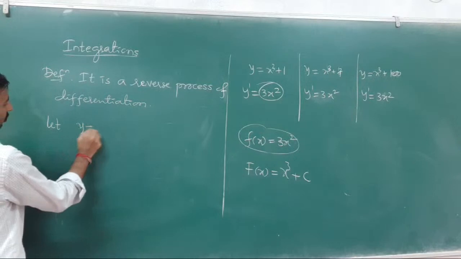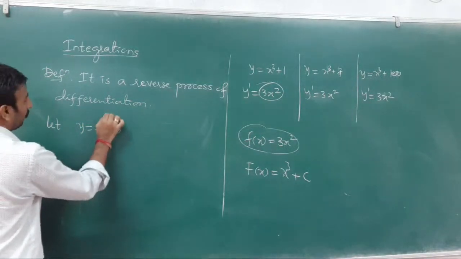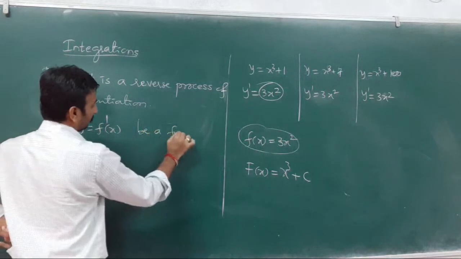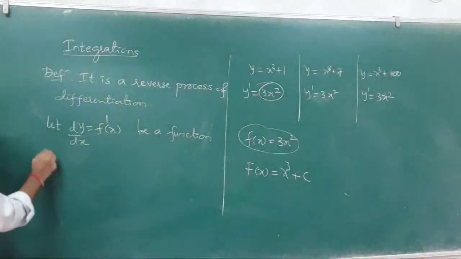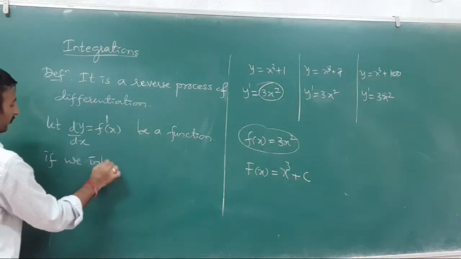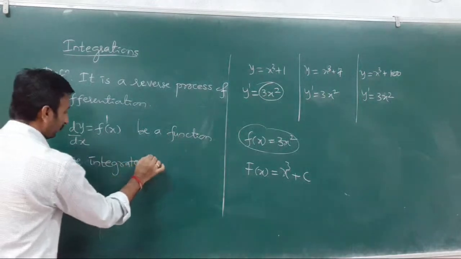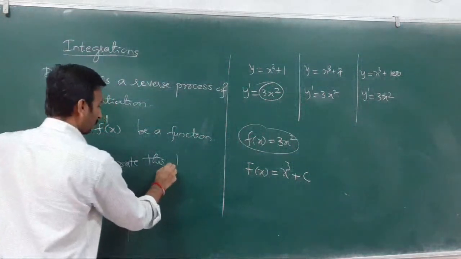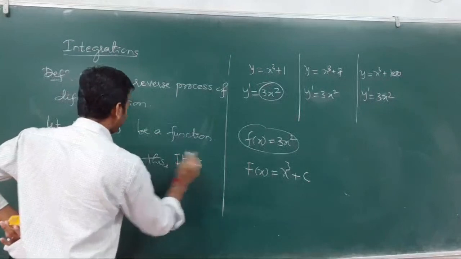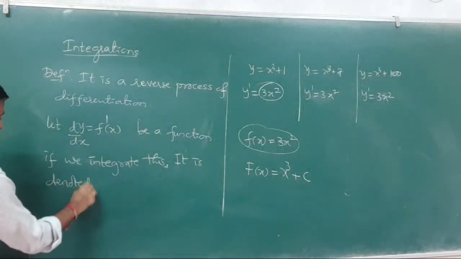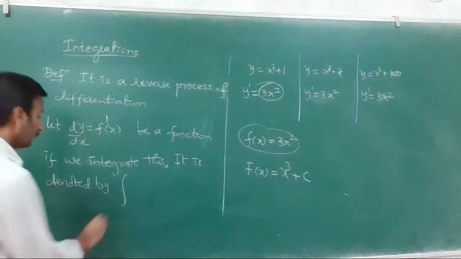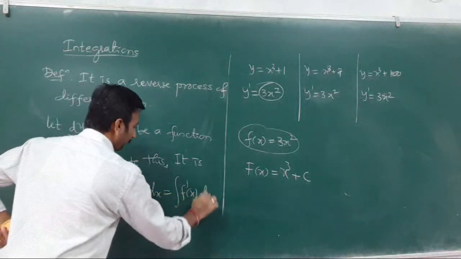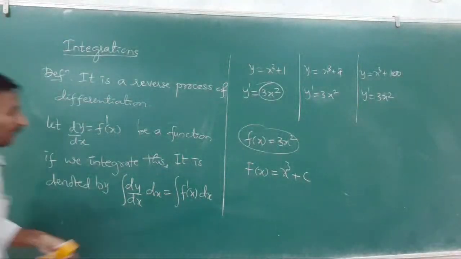Let y equal to f dash of x, or else you can say dy by dx equal to f dash of x, be a function. If we integrate this, it is denoted by integration of dy by dx with respect to x, which is equal to integration of f dash of x with respect to x.